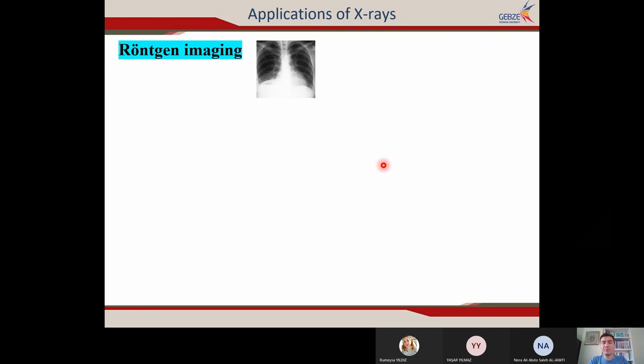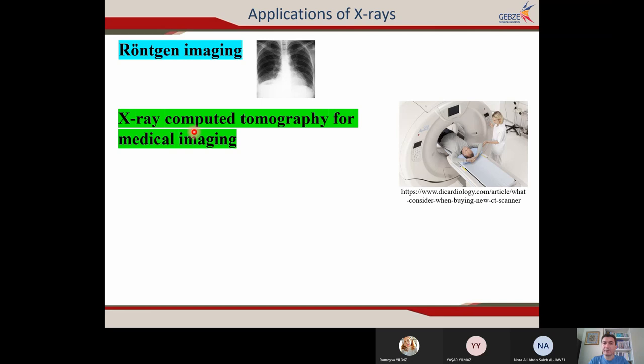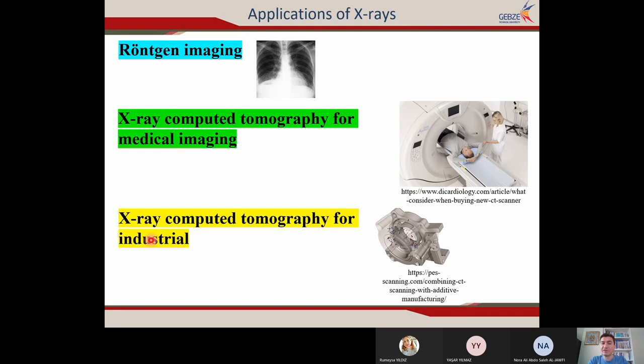So now let me finish with the applications of X-rays. This was the first medical application, Röntgen imaging, just after the discovery of X-rays in 1895. Medical imaging started in 1896, as I told you in the first transparencies. Now we use X-rays for medical imaging with X-ray computed tomography, another Nobel Prize-winning discovery. There is a tomography machine everywhere in hospitals. Another application is X-ray computed tomography for industrial purposes. You produce a complicated metal or plastic material, for example for motors, planes, and other important technologies. After production, you would like to check for cracks inside these parts.